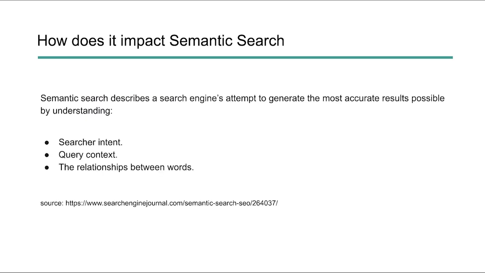So how does this impact semantic search? How can content play a role? Well, first we need to really understand what semantic search is trying to do. Semantic search really is an attempt by search engines to generate the most accurate results possible by understanding these three core things: the intent of the searcher, the context of the query, and the relationship between the words that are being used. Now, this is from an article from Search Engine Journal.